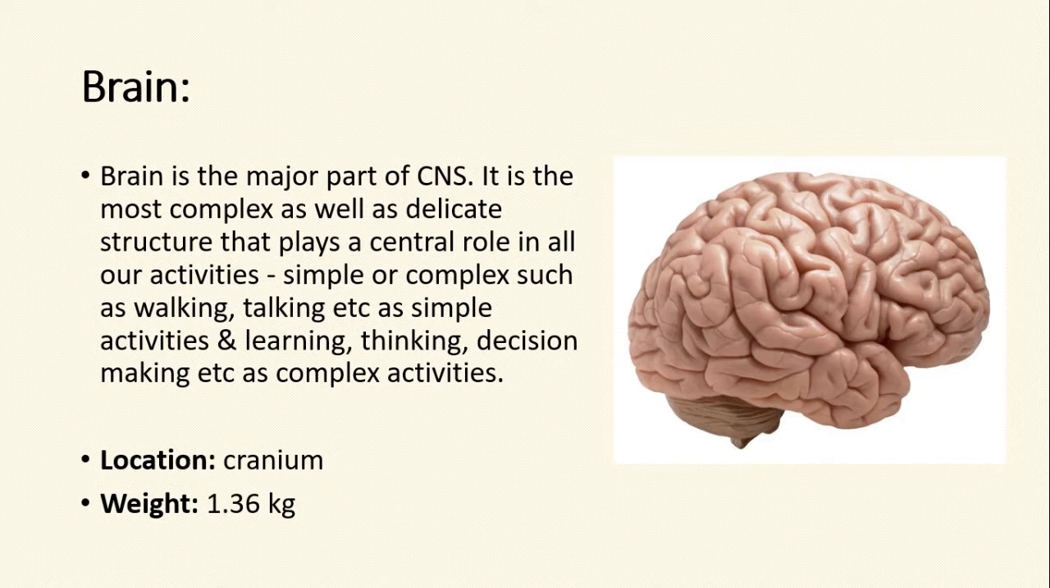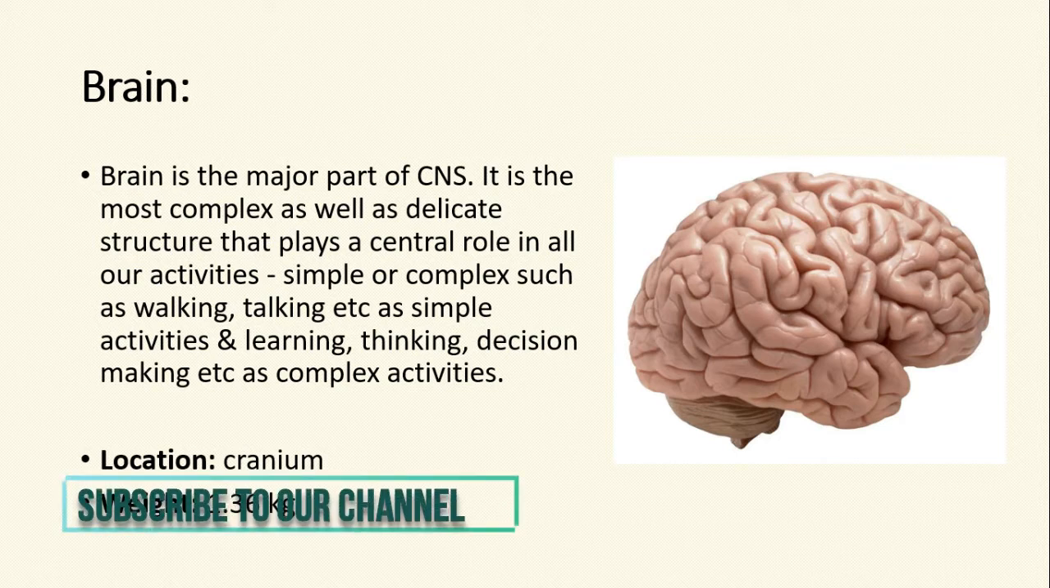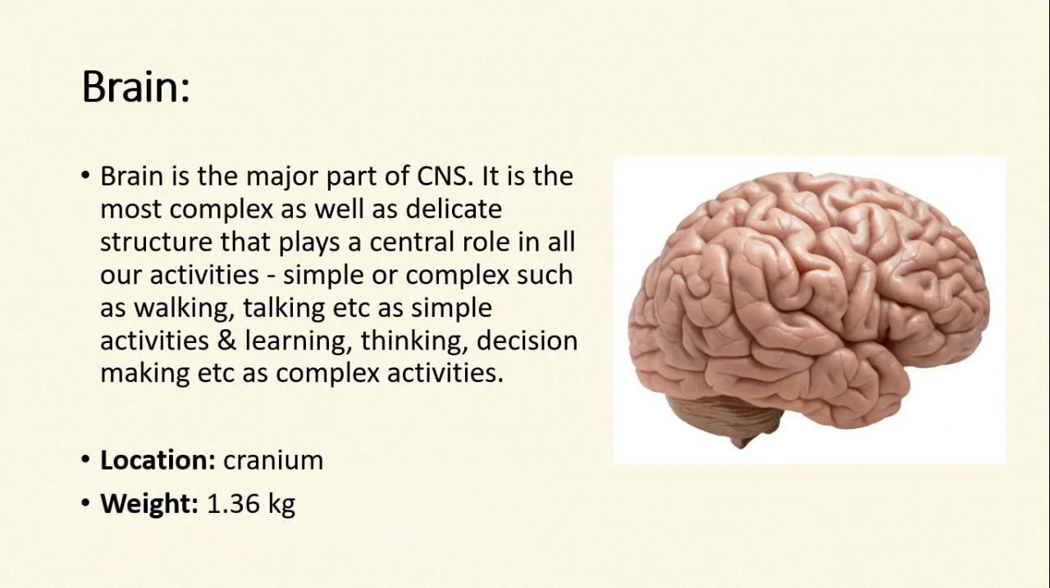The brain is a major part of the central nervous system. It is the most complex as well as a very delicate structure that plays a central role in all our activities. The activities can be as simple as walking, talking, etc., or as complex as learning, thinking, decision making, etc. The brain is situated in our cranium, or better known as the cavity of our skull, and it weighs around 1.36 kilogram.